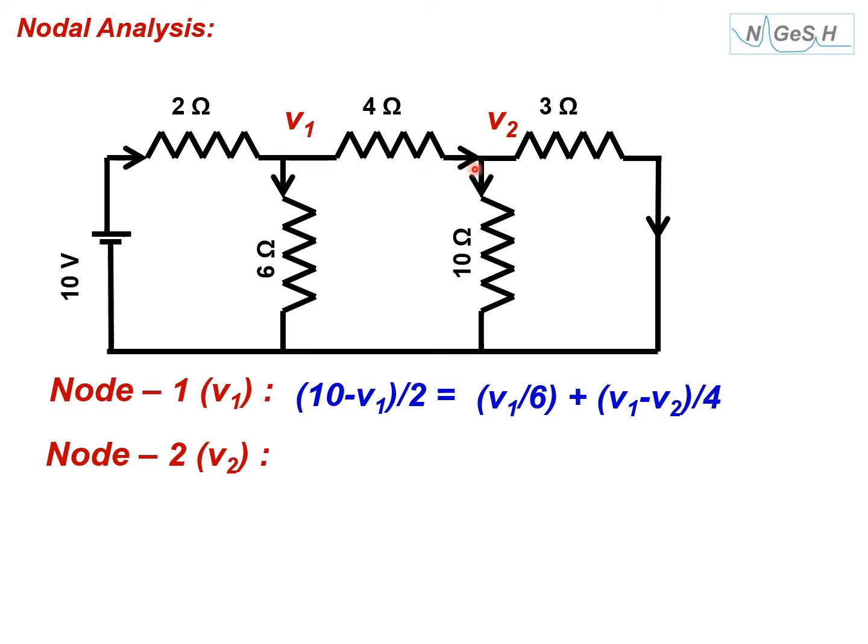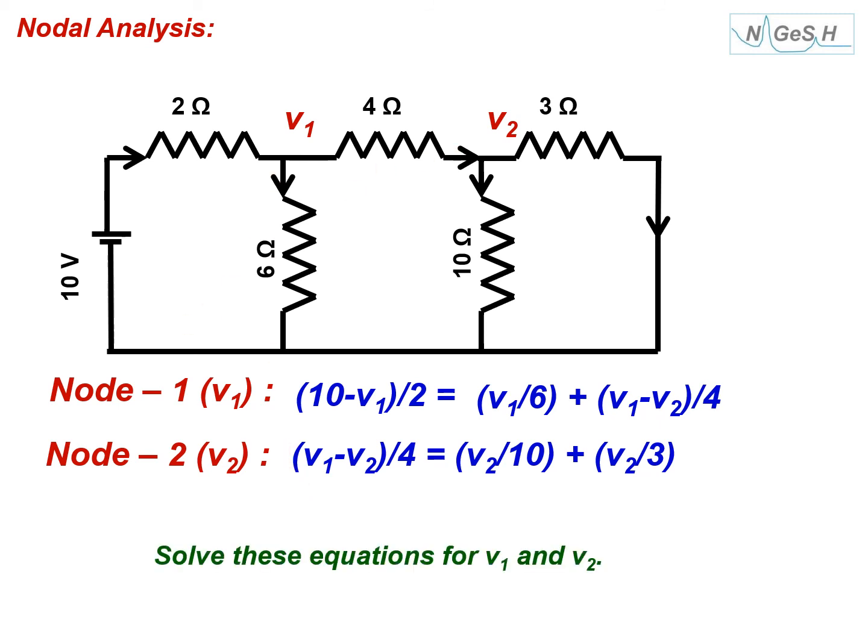At this node, I hope you can guess now. That is (V1 minus V2)/4 = V2/10 + V2/3. Now you have 2 equations and 2 variables, you can solve. So the number of nodes is equal to the number of equations you will get and the number of unknowns, because each node has a voltage. The application of this technique is actually to find the voltage levels at different nodes in a circuit. If you really want voltage, this is a direct nice technique. And even if you want currents, once you estimate these voltages, you can actually calculate the currents.